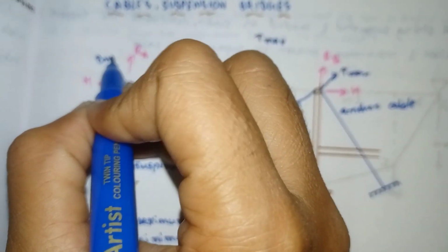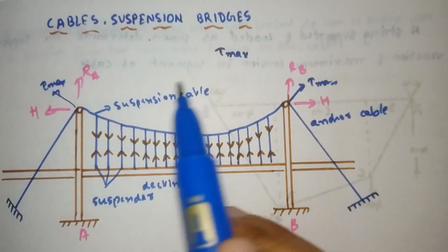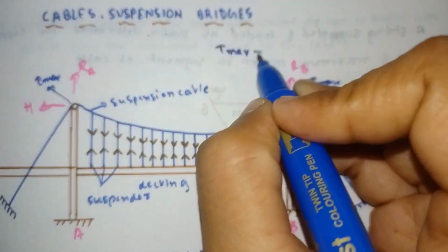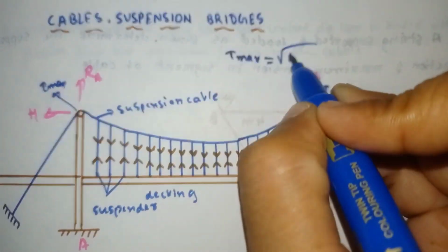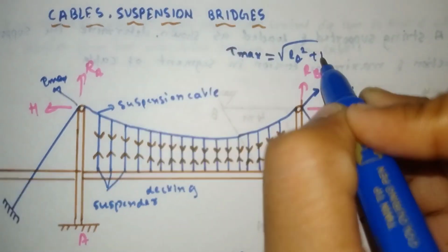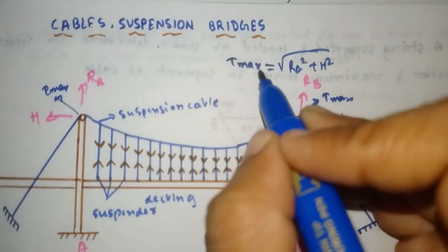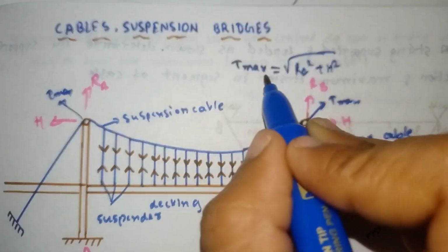T maximum always will be at the corner of this. For calculating the T maximum we have one formula, that is square root of RA square plus H square. This is the formula for calculating the T maximum.